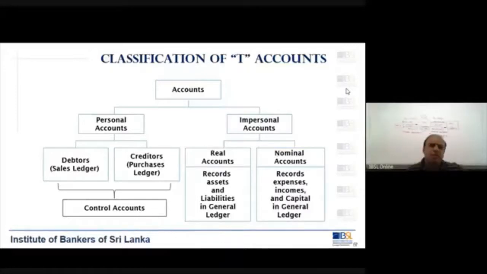So you need to understand how this works. The T accounts are created for personal accounts as well as impersonal accounts. And the personal accounts directly relate to the debtors and creditors, which I will explain now. These are all impersonal accounts. In other words, I can classify this like this. The personal accounts are all relating to credit transactions. The impersonal accounts are relating to credit as well as cash.